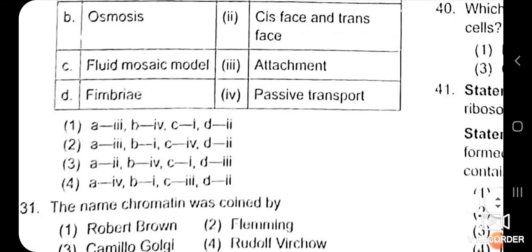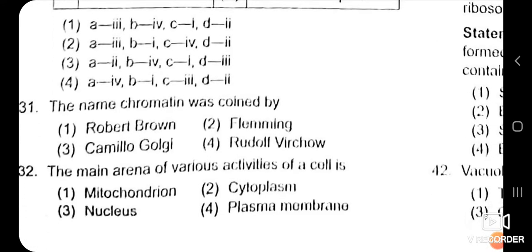Okay, now we'll discuss the next MCQ. The name chromatin was coined by. This question is from the structure of nucleus, and in the first line we have seen that the content of the nucleus is called chromatin, which is stained by basic dye, and the name chromatin was given by the scientist Fleming. Robert Brown is the scientist who discovered the nucleus. Camillo Golgi discovered the Golgi apparatus. Rudolf Virchow modified the cell theory. So the correct answer is Fleming.